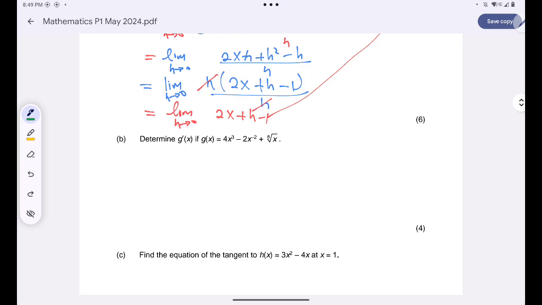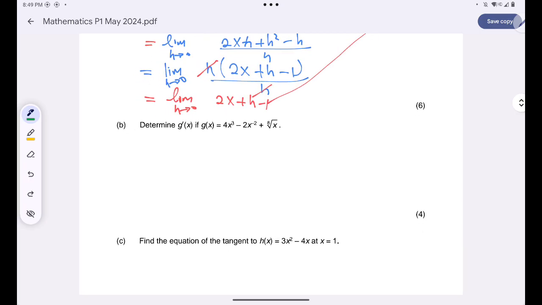Determine the derivative of g if g of x is equal to that. Now I'm no longer restricted to use the first principle. I can simply use the rule, right? The rule simply says that if f of x is equal to a x to the power n, therefore the derivative, I'll just take the exponent, multiply with the base. I'll have a multiplied by n and then x to the power n minus 1. This is how you find the derivative, right?